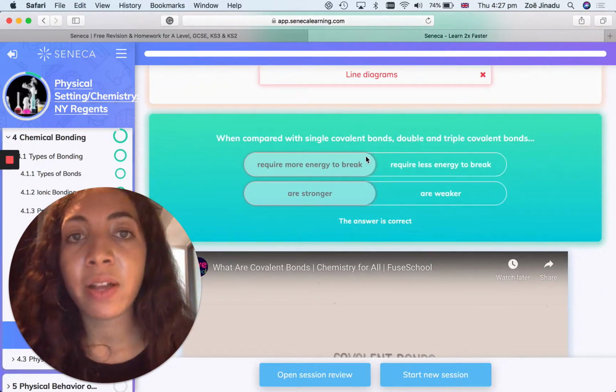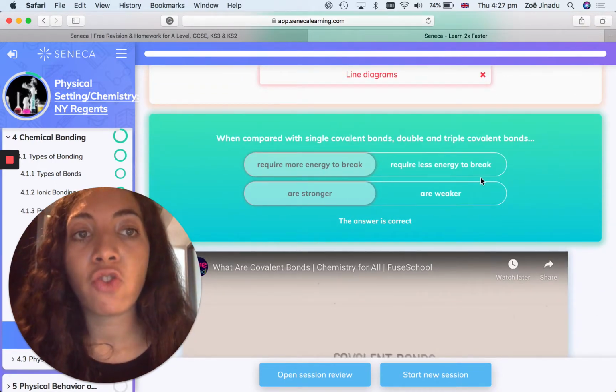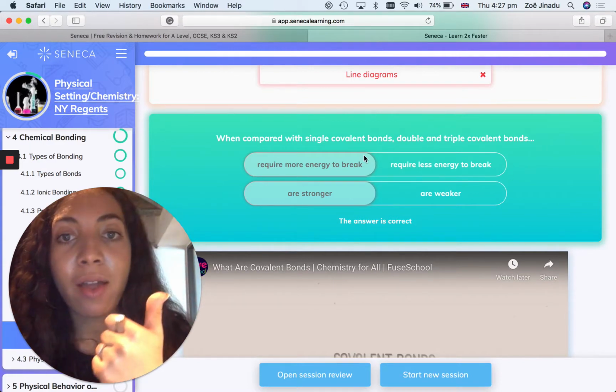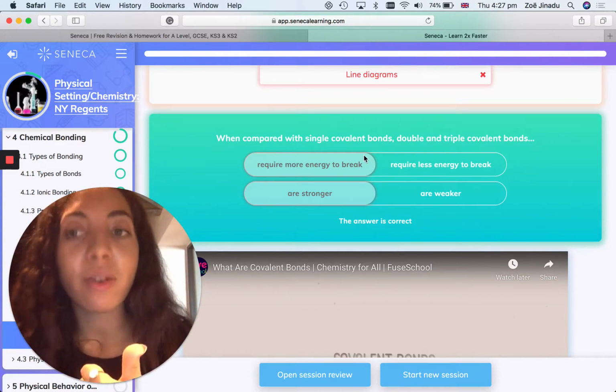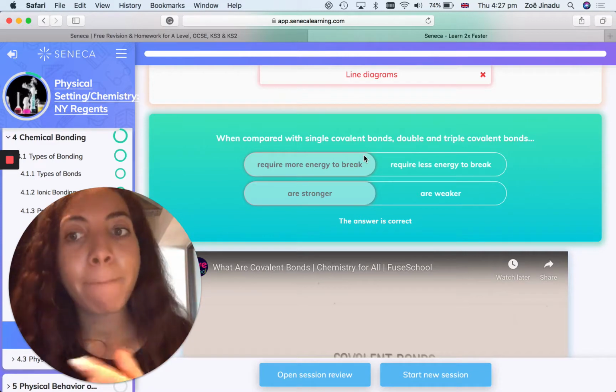When compared with single covalent bonds, double and triple covalent bonds, A, require more energy to break, and B, they're stronger.